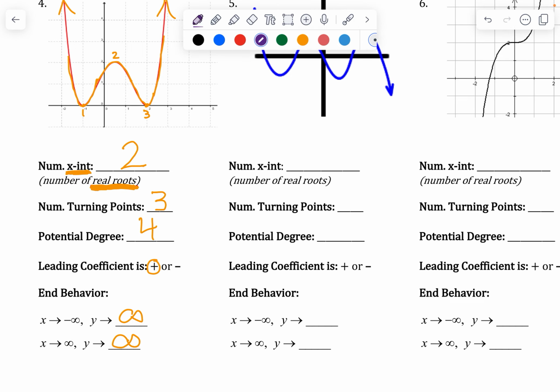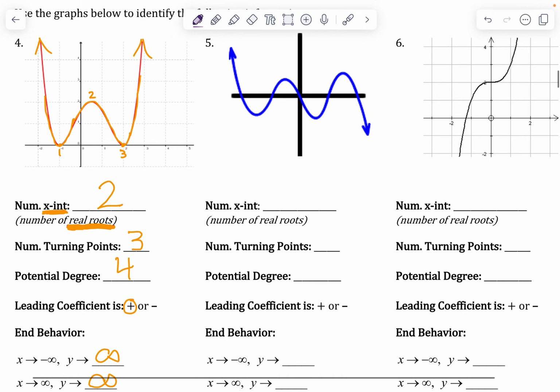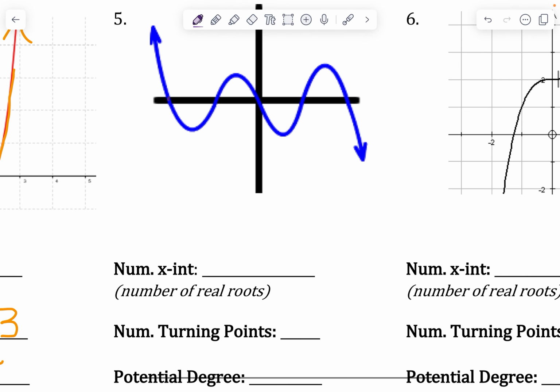And there's all the questions we can answer for that graph. So to keep going, let's take a look. Number of x-intercepts, 1, 2, 3, that's a little tough to see, sorry. 4, 5 real roots, x-intercepts there. The number of turning points is going to be 1, 2, 3, 4.